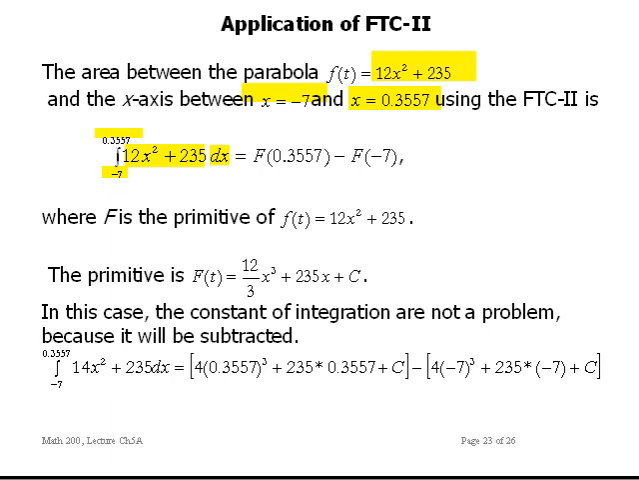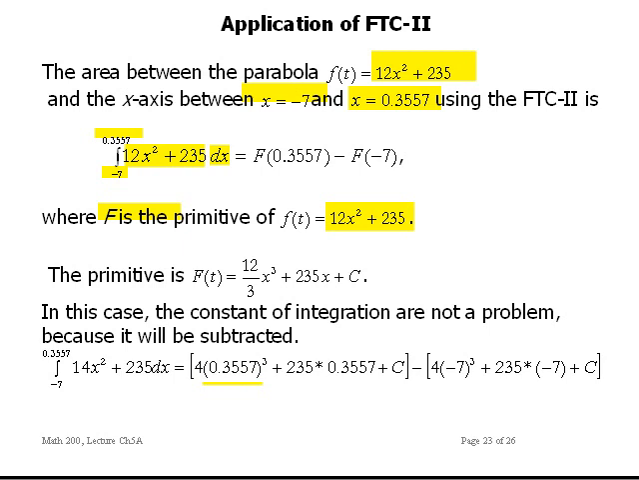So I have F is going to be the primitive of the function I'm integrating. What is the primitive of 12x squared plus 35? Well, it would be 12 over 3 x cubed plus 35x plus some constant of integration. So I evaluate that function at both endpoints. Here I'm evaluating it at the upper endpoint.